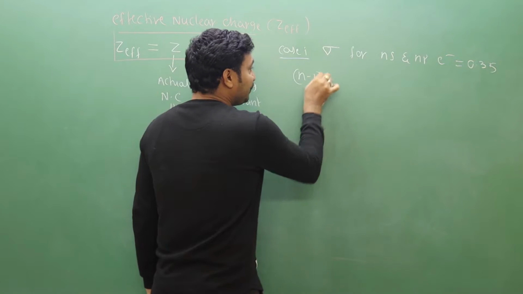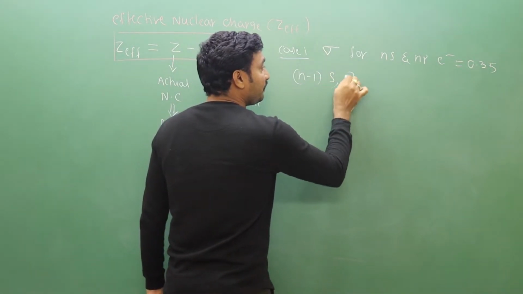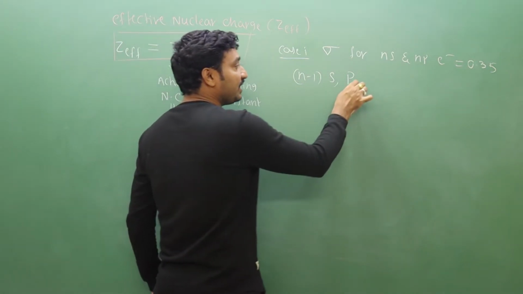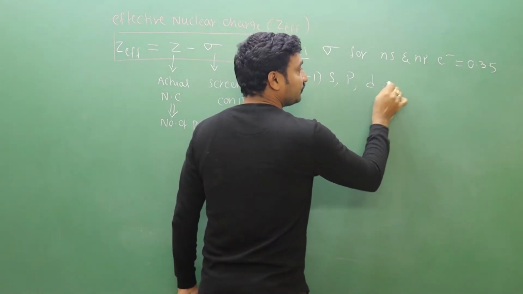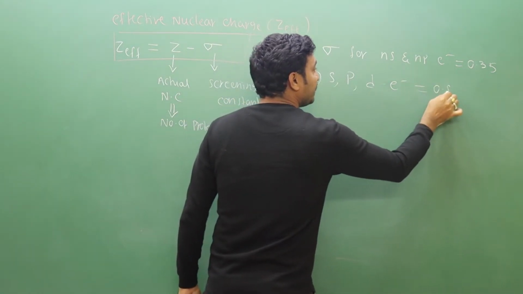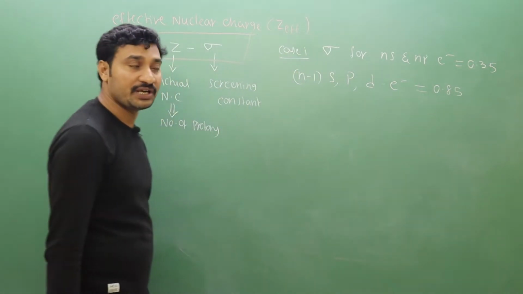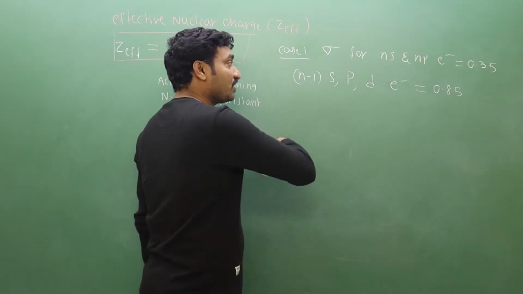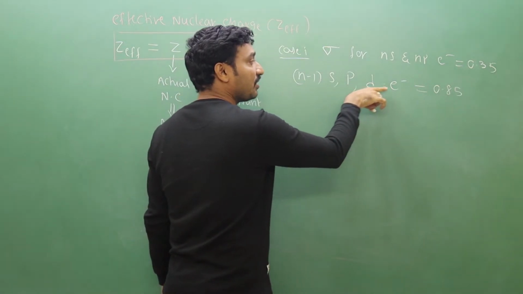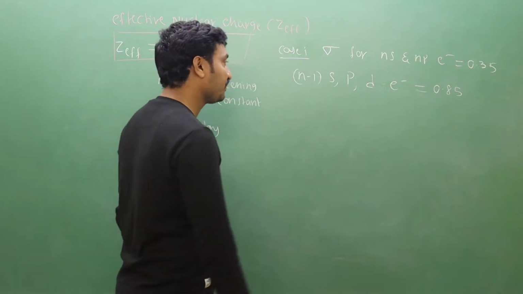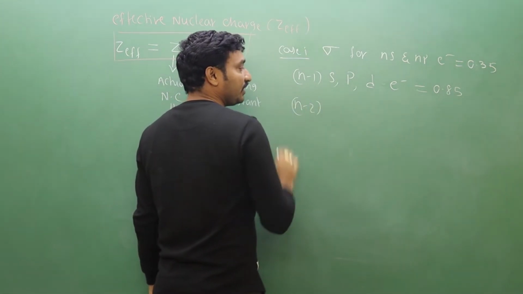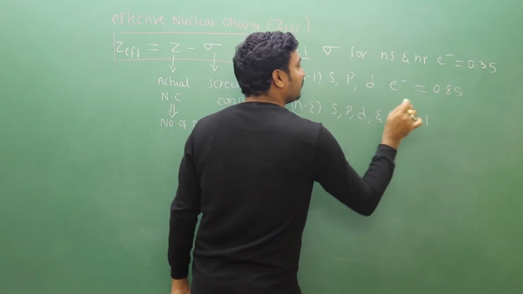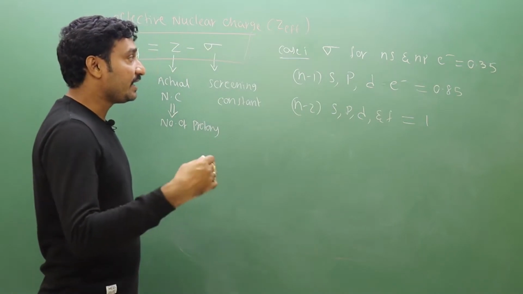Now, for the n minus 1 shell, s, p and d orbitals, the value is 0.85. So sigma for ns and np electron is 0.35, and for an electron in the n minus 1 shell of s, p or d orbital it is 0.85. For n minus 2 and lower shells, s, p, d and f, the value is 1.